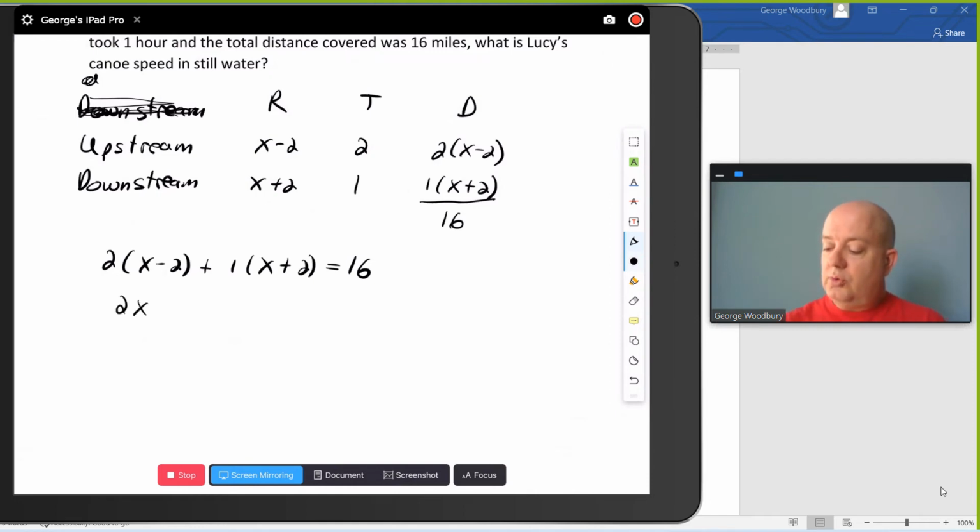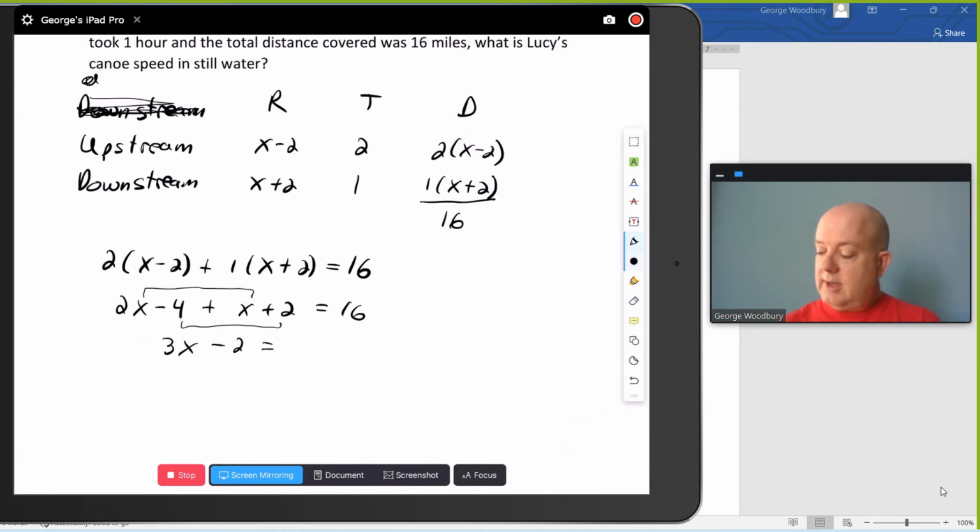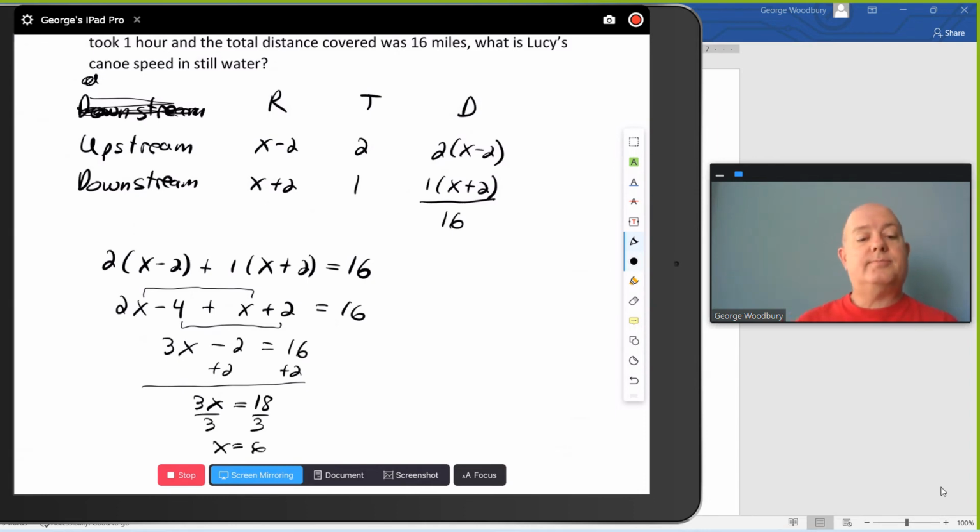Distribute. 2 times x minus 2 is 2x minus 4, plus 1 times x plus 2, that's simply x plus 2, that equals 16. Combine like terms on the left, 2x plus x is 3x. Negative 4 plus 2, that's minus 2, that equals 16. Add 2 to both sides of the equation to isolate the variable term. We have 3x equals 18, divide by 3, and we end up with x equals 6.